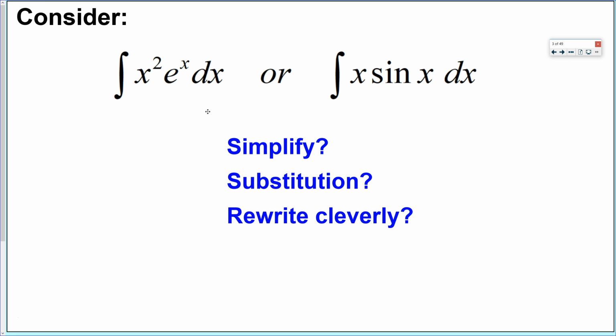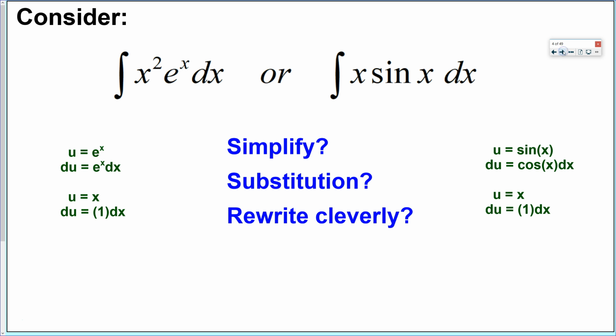Can we simplify it, for instance, you might ask? Well, there's not really a relationship between a polynomial and a transcendental function, e to the x. There's not really a relationship between, again, another polynomial, just x, and sine of x. There's no real relationship there that we can simplify or exploit.